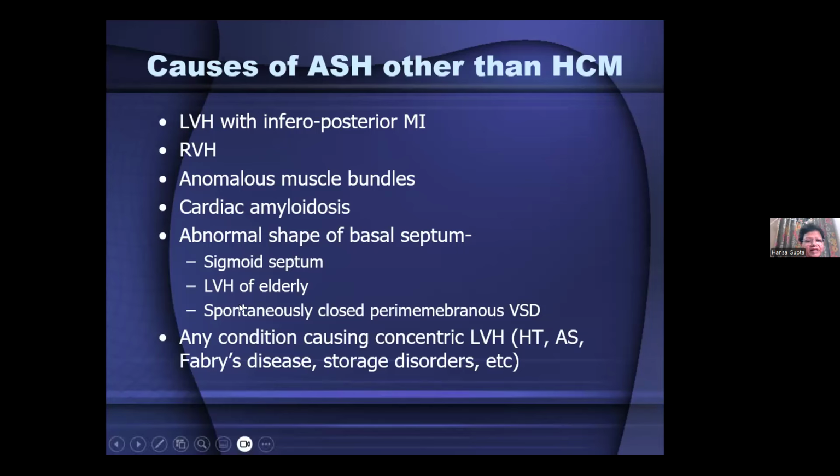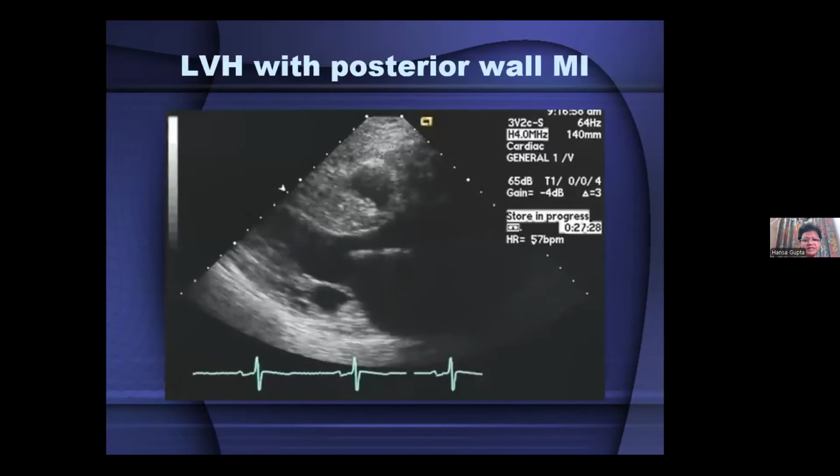Then LVH of the elderly. Here the segment is called a septal knuckle because of the tortuosity of the aorta. There is a septal knuckle in the basal portion, just subaortic, but that's not considered hypertrophic cardiomyopathy. When a perimembranous VSD spontaneously closes, the shape is as if there is a hypertrophy. So I'll show you a few examples.